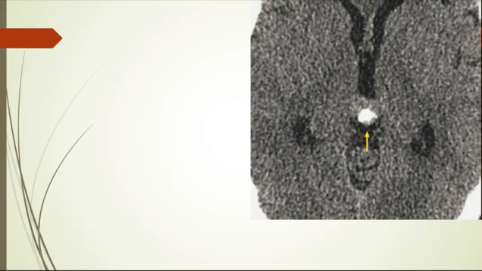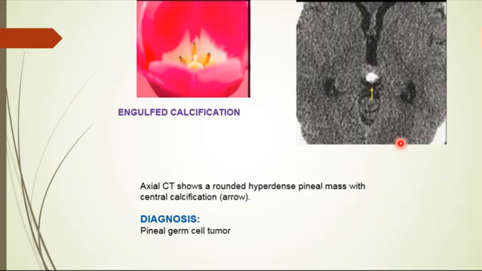Okay. What do you have here? There is some soft tissue with a calcification in the center of it. Okay, what's the sign? This is an engulfed calcification. Okay, the calcification is engulfed by something. This indicates pineal germ cell tumor. Okay, you can see around it a hyperdense pineal mass with central calcification.